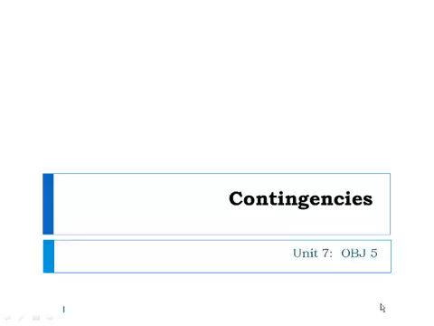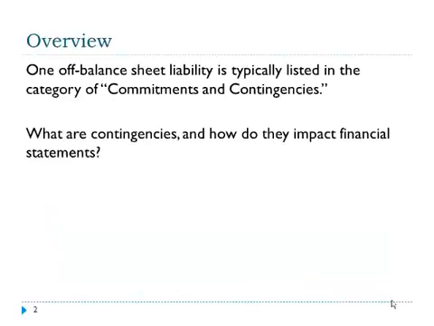Welcome to Objective 5 in Unit 7 in Accounting 3310. In this unit, we're going to talk about contingencies, which is one category of transactions, some of which appear on the financial statements and some of which only appear in financial statement footnotes.